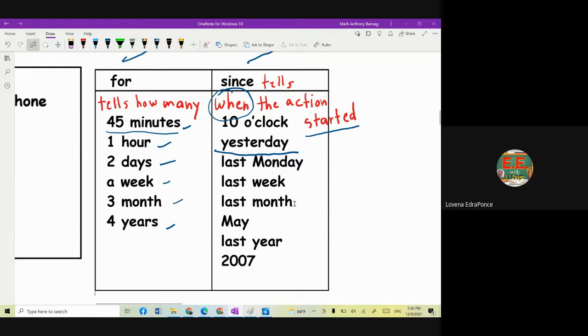So for example, the action started at 10 o'clock and now it's already 2 o'clock. So from 10, 11, 12, 1, 2, it's been 4 hours already. When we say since yesterday, from yesterday and then today, it's been 1 day already. When we say since Monday, and today is Friday, Monday, Tuesday, Wednesday, Thursday, it's been 4 days already, right?